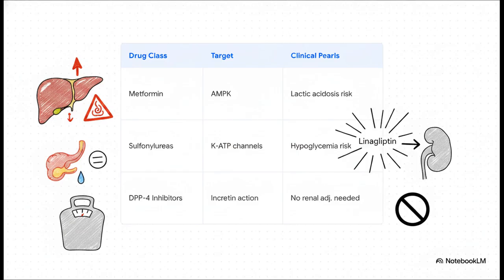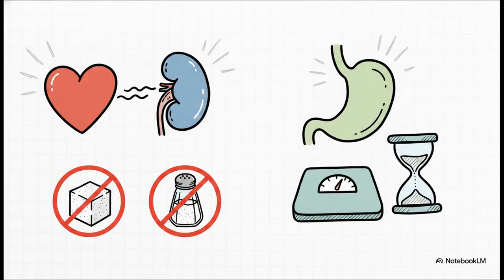Next, we have the sulfonylureas. These directly stimulate insulin release by closing ATP-sensitive potassium channels in the pancreatic beta cells. It's a mechanism that, unfortunately, drives both hypoglycemia and weight gain. Finally, are DPP-4 inhibitors, which prolong endogenous incretin action. Notice the absolute standout here. Linagliptin is the premier option in this class because, unlike the others, it requires zero renal dosage adjustment, a total game-changer for renal patients.